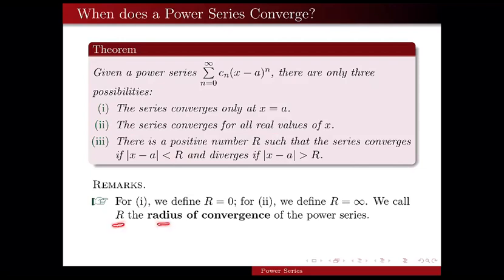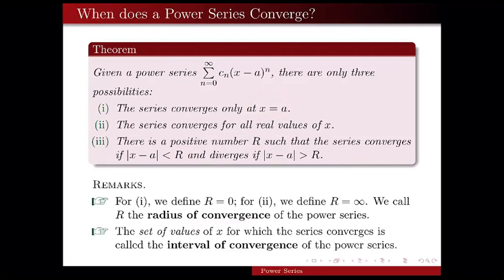We call this r the radius of convergence of the power series. And the radius will be starting from the center. The set of values of x for which the series converges is called the interval of convergence of the power series. So the set of values of x for which the series converges is the interval of convergence of the power series.